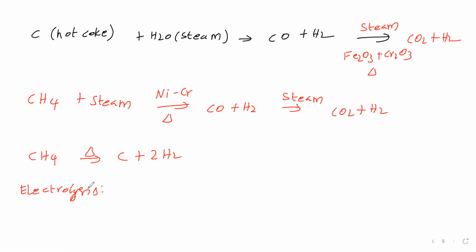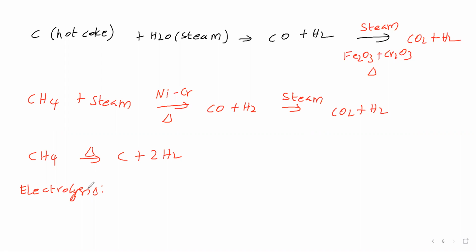Now, you can see that some articles will be coated with gold, some articles will be coated with copper, and some articles will be coated with silver. That means coating one metal over another metal. That method is called electroplating. That is done by which process? The electrolysis process.